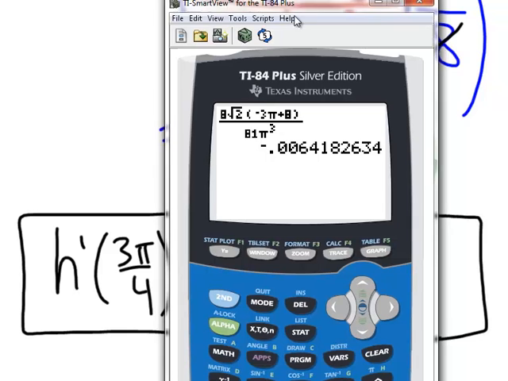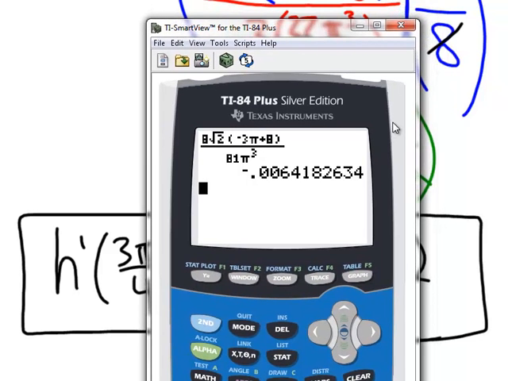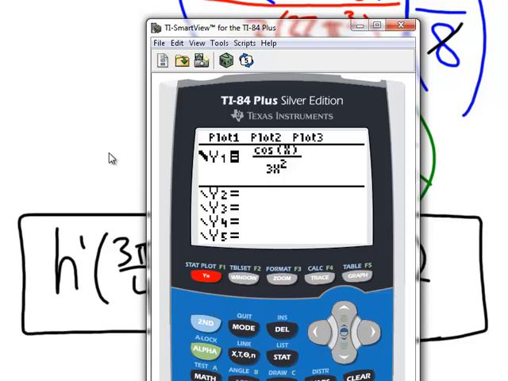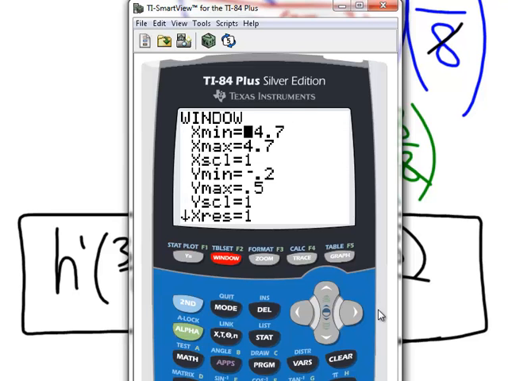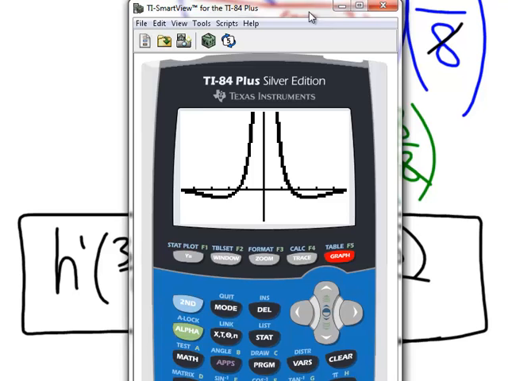All right, I've already entered in that expression in the calculator, and I see that my value is negative 0.00642-ish. And I've already entered in the function, the original h of x, into the calculator as well. I've got some window settings that I find work pretty well for this function. Notice that the y min and the y max are very tiny. That just took a little bit of tweaking to get for this particular function. But that gives me a nice display here.